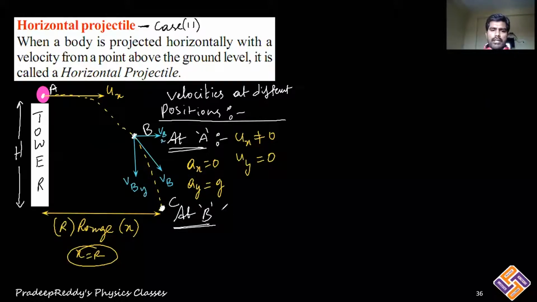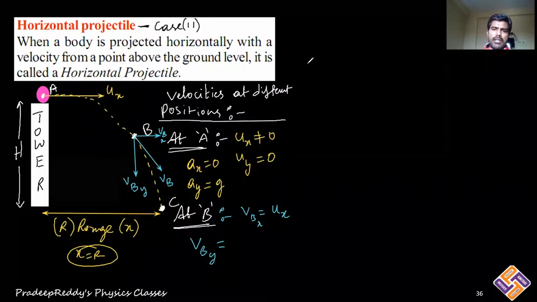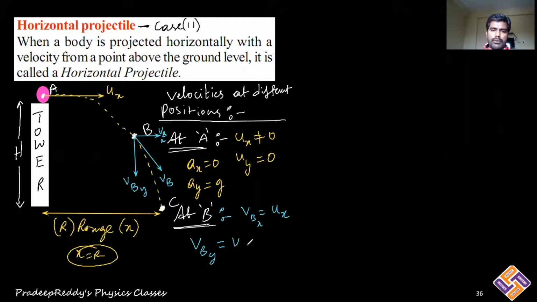So at point B, VBX, velocity along x-axis, will be the same as that of initial velocity, since acceleration is 0. Coming to VBY, velocity at point B in y direction, in order to find out final velocity, you can use equations of motion. V is equal to u plus at. Therefore, u at A in y direction plus acceleration along y direction into time taken to travel from A to B.